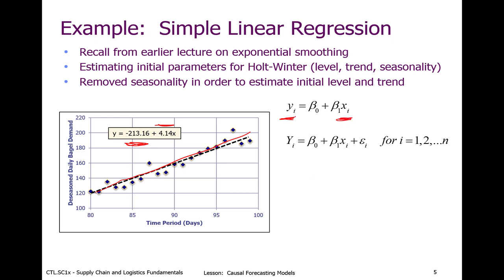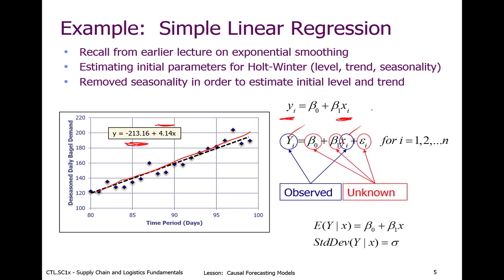And in this case, my y is daily demand of bagels, and my x is the time period. And the data that I used went from time period 80 to time period 99. So we have historical data, and I've got pairs of data, observed values, so I know for each of those time periods how many bagels I sold, that's the y. I know what the time period was, that's the x sub i. And what I want to do is estimate what the intercept is and what the slope is. Those are unknowns. I'm going to use the observed data to try to estimate that.